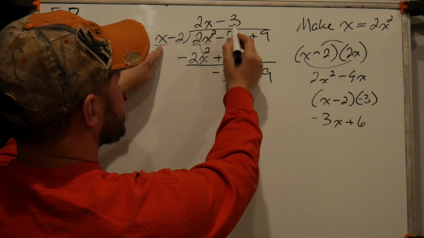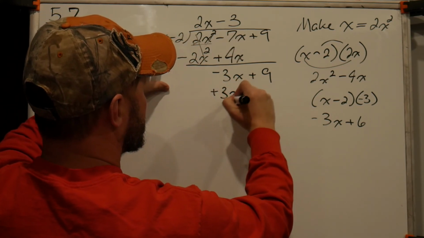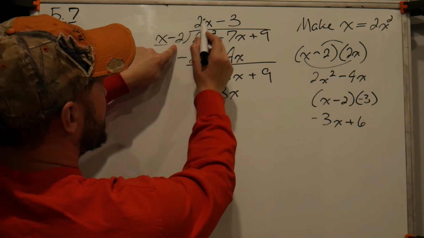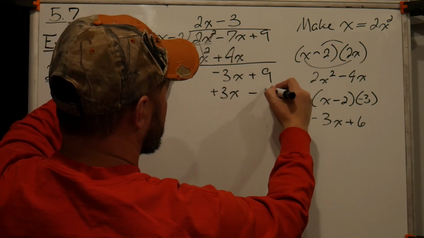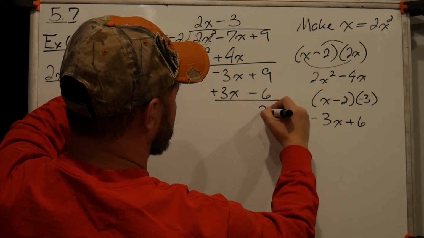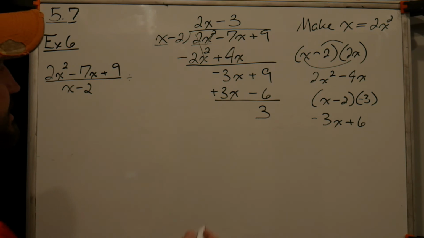So I have x times negative 3 is negative 3x. Subtract it is positive 3x. Negative 2 times negative 3 is positive 6. Subtract it is negative 6. I end up with 3. Now what happens here is I'm to the end.